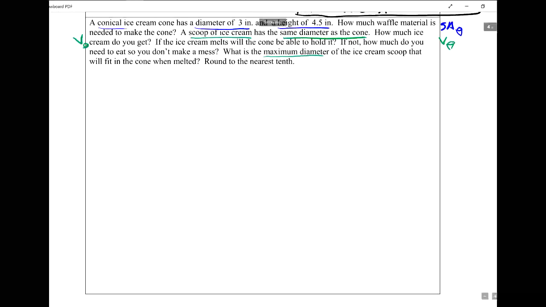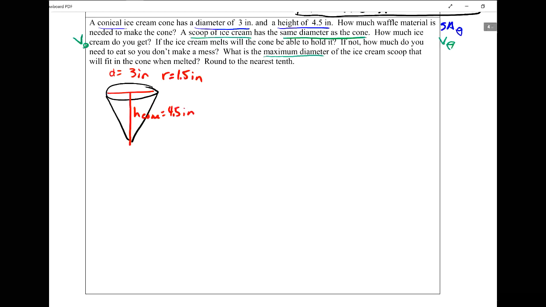Okay, well, let's start here, of course, with a drawing. An ice cream cone, and I know diameter, D equals 3 inches, and I know height. Height goes this way. Height of my cone is 4.5 inches, and rarely do we ever use diameter. We need radius, so radius is 1.5 inches. Okay, lots of good stuff going on there.